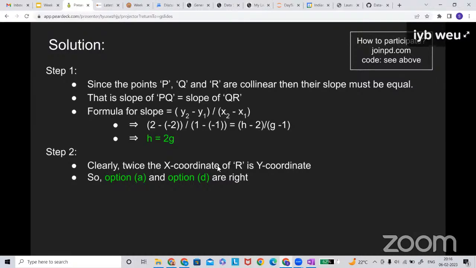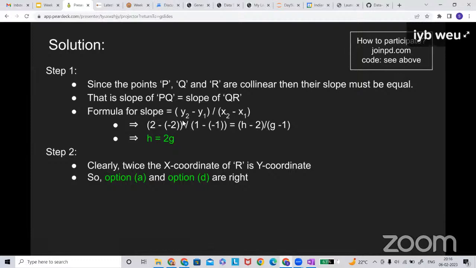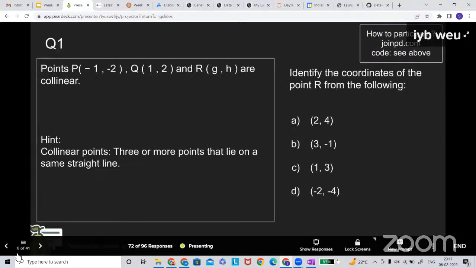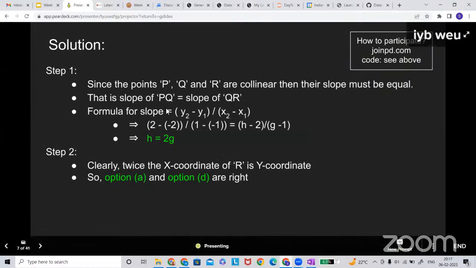That means if you find the slope one by one using the points P, Q and Q, R, their slopes will be equal. The formula for slope, you know already, is (y2 minus y1) upon (x2 minus x1), if the coordinate of P is (x1, y1) and the coordinate of Q is (x2, y2). The coordinate of P is given as (-1, -2) and the coordinate of Q is given as (1, 2). If you substitute here, you will get the slope of PQ, and separately you can find the slope of QR also, and they are collinear.